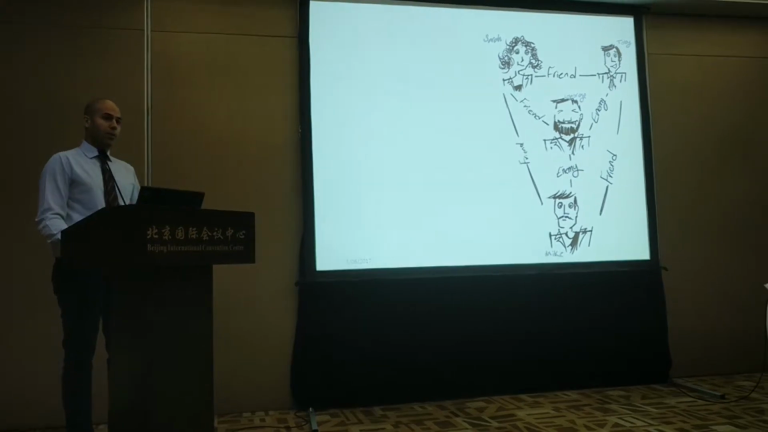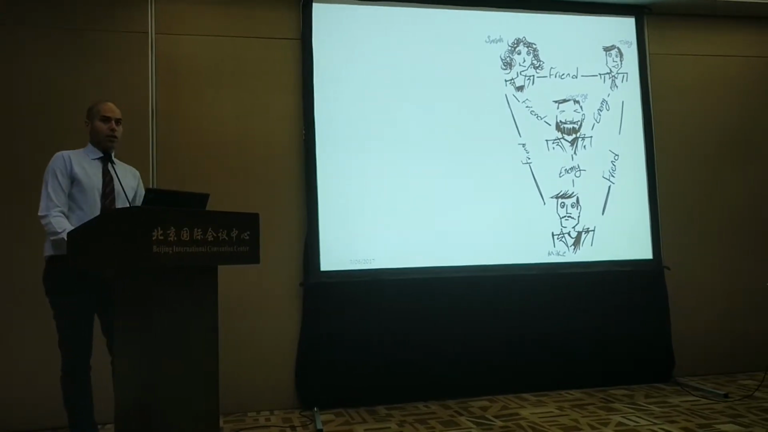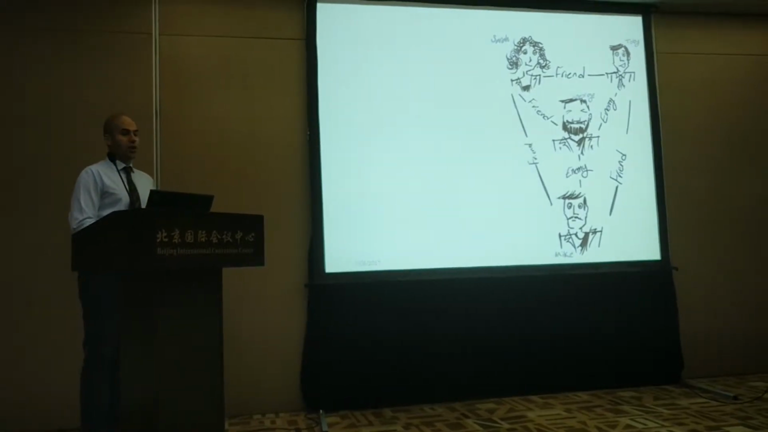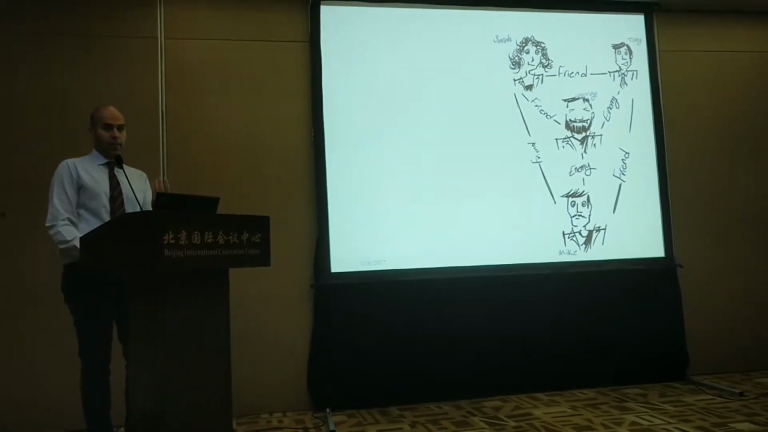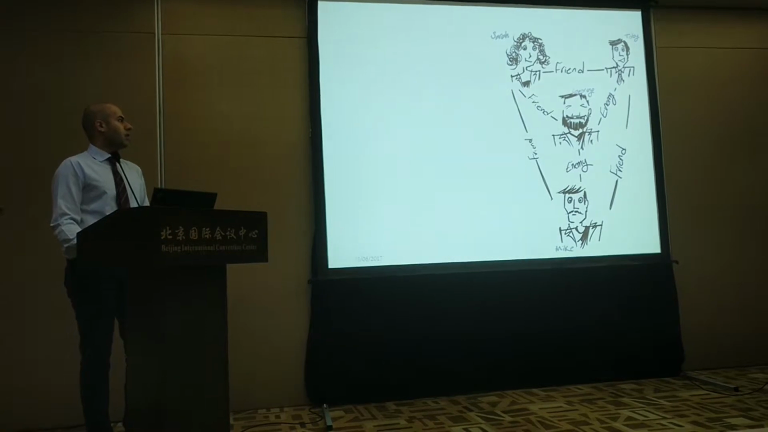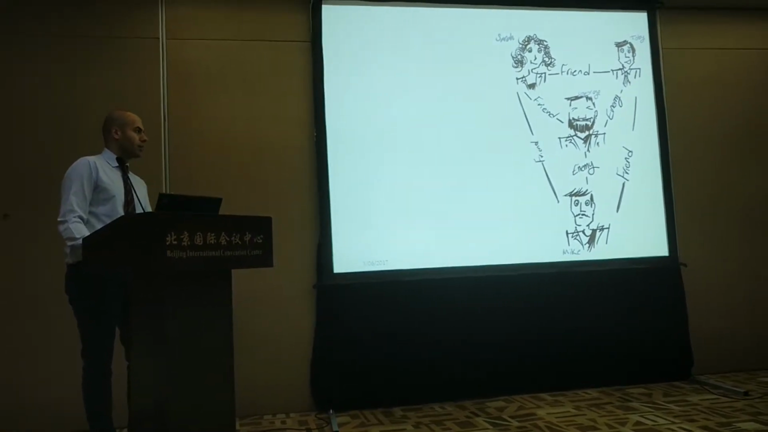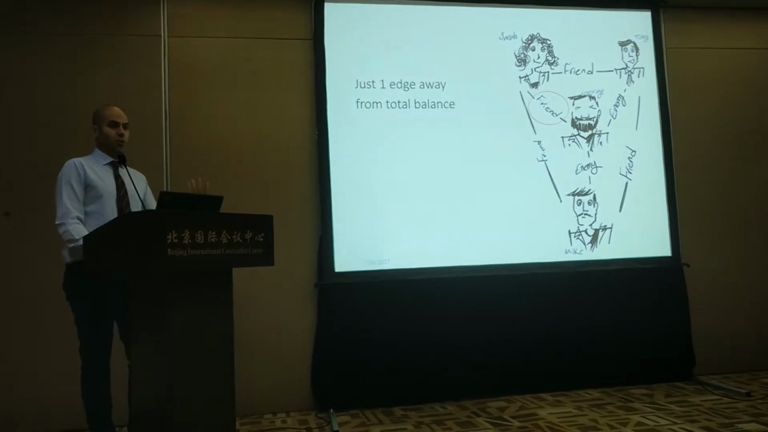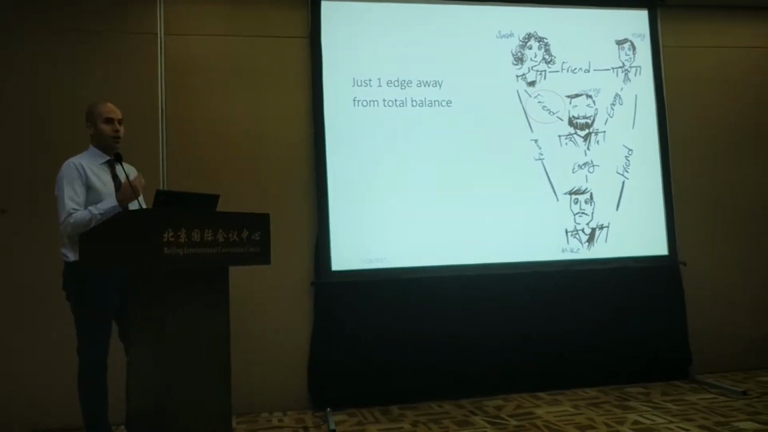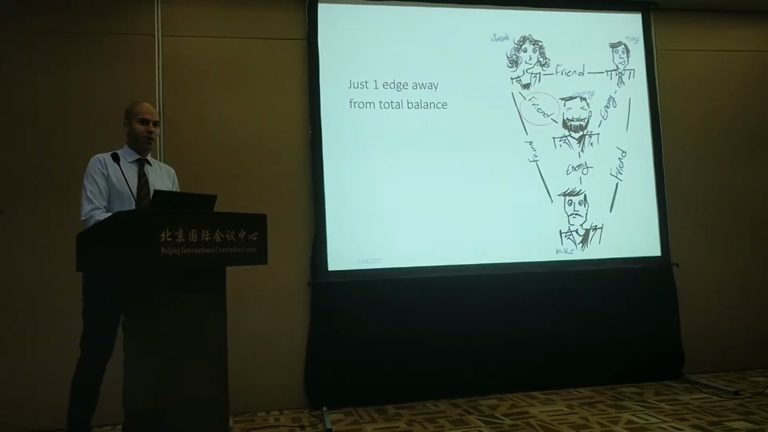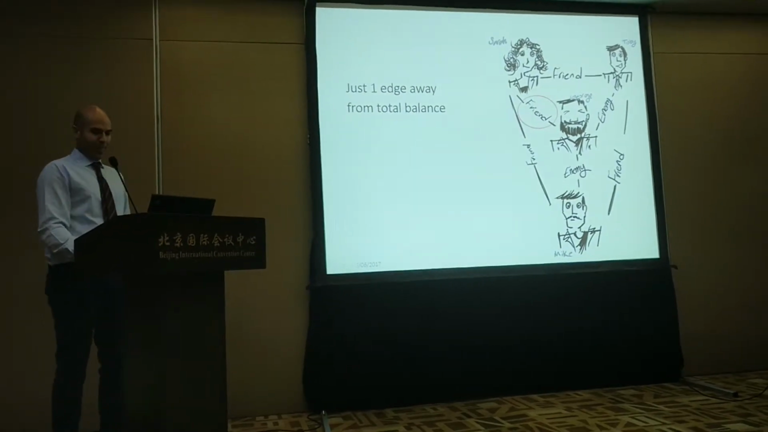In this example, while we had several counterexamples, several unbalanced cycles showing that it's not balanced, in terms of how many edges can be removed to get a totally balanced graph, there's just one edge. So if we can somehow negotiate to destroy this friendship, everything becomes balanced.